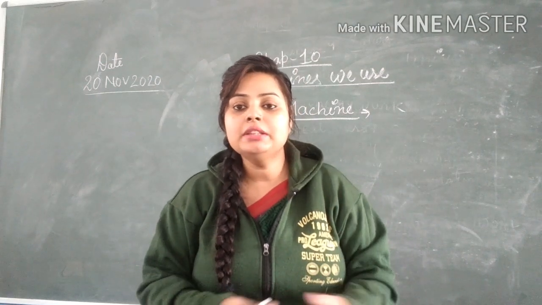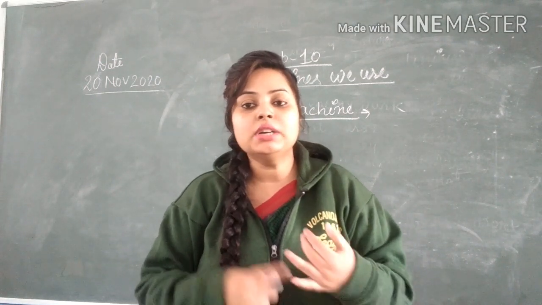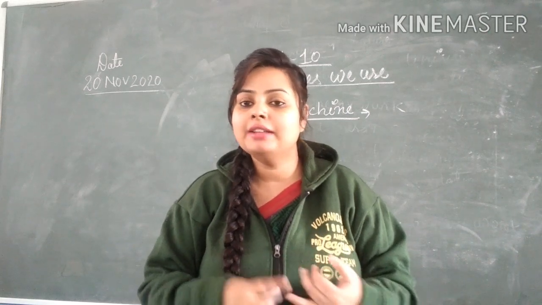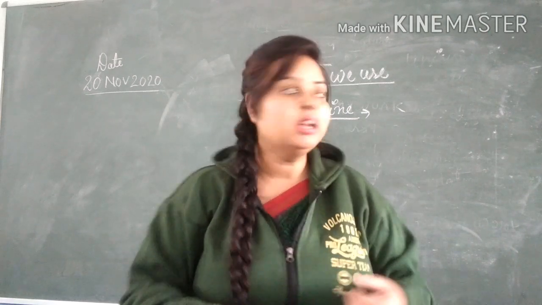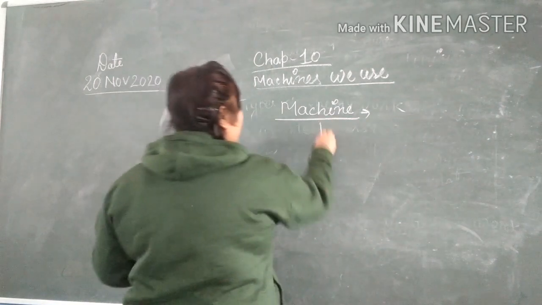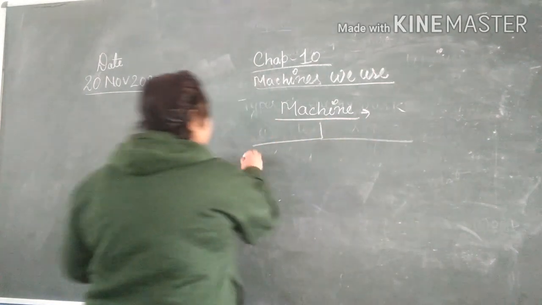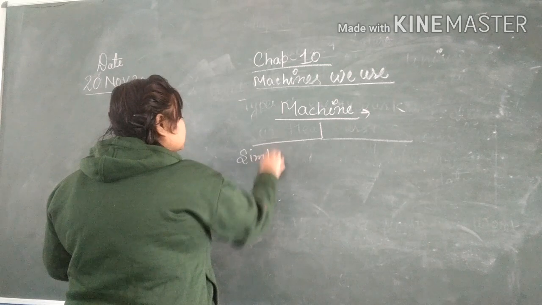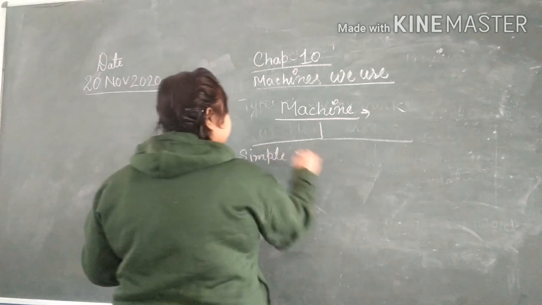And machines are divided into two parts. First is simple machines and second one is complex machines. First is simple machine.